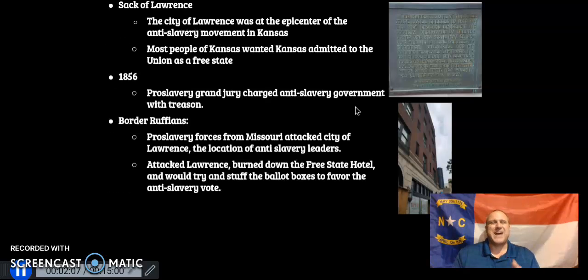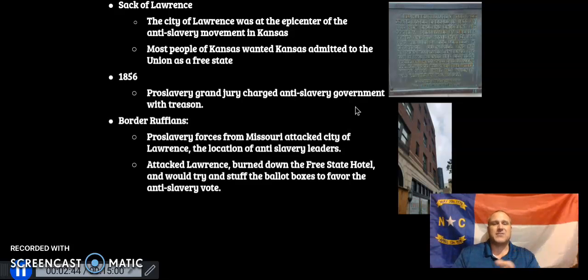So what happens? Why is it Bleeding Kansas? I told you before, a couple hundred people died. Well, here's the first thing. The first thing is called the Sack of Lawrence. The city of Lawrence was pretty much the epicenter of the anti-slavery movement in Kansas. Most people in Kansas really wanted Kansas to be admitted as a free state, but because of those outside pro-slavery forces, those slavery Democrats, they get put in charge of Kansas.